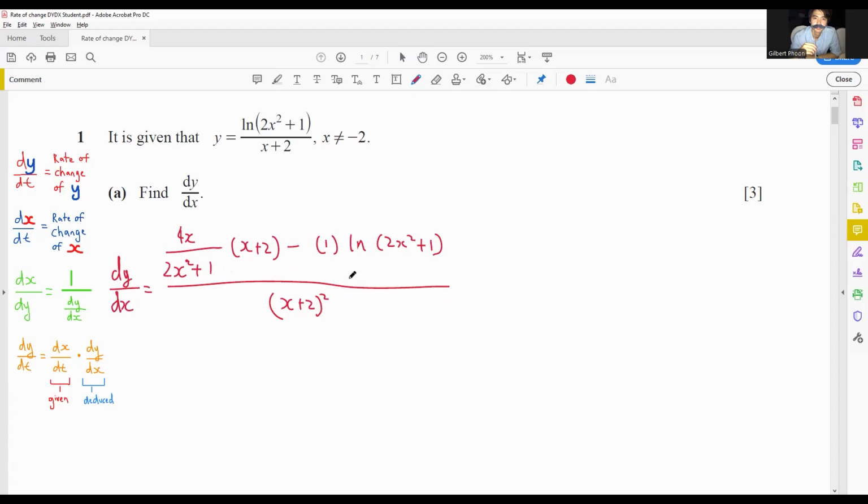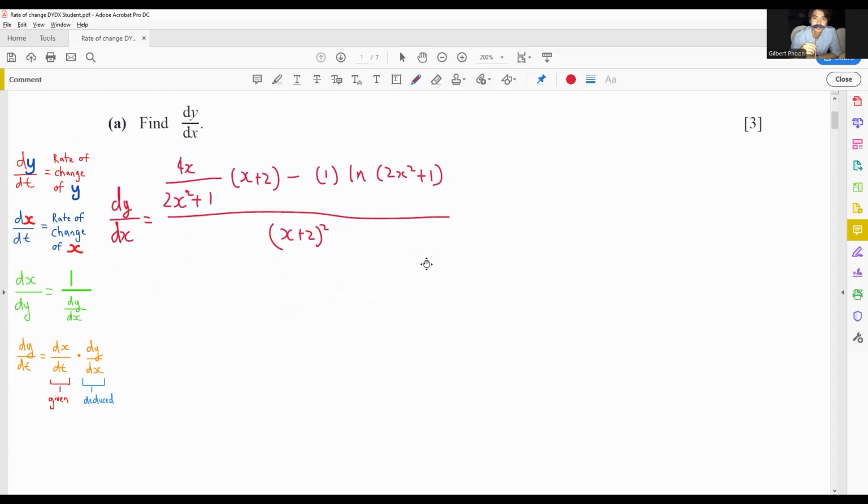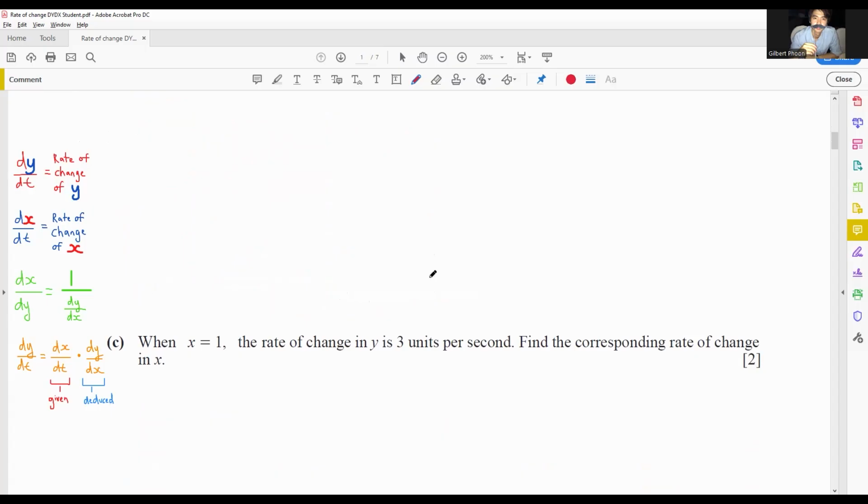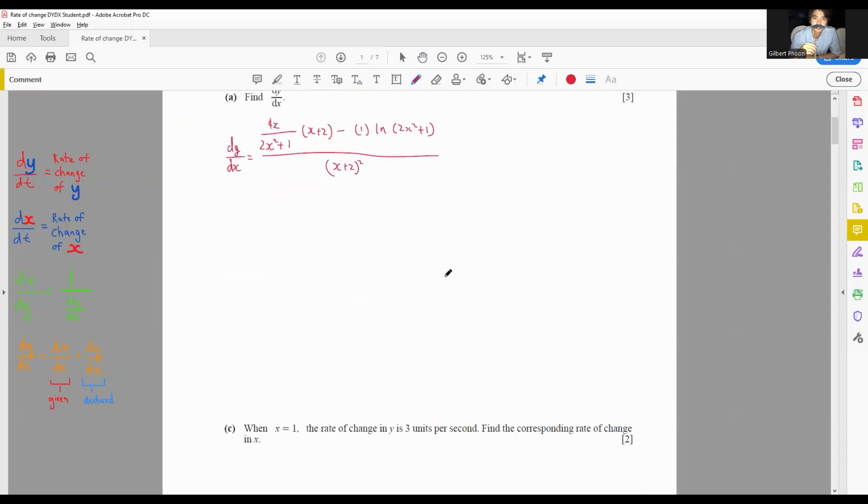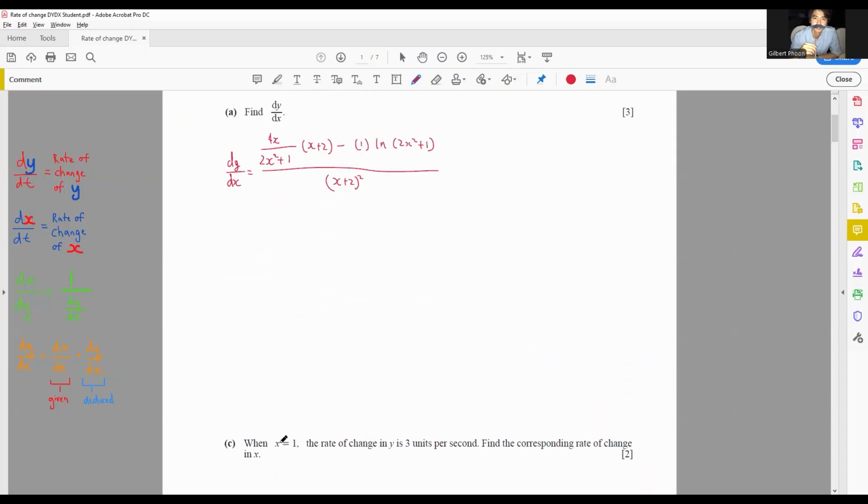Now, if they never ask you to give a specific format, you are good to go with just this as your answer. Okay? Now, using this part here, when x equals 1, the rate of change in y is 3 units per second. Find the corresponding rate of change in x.